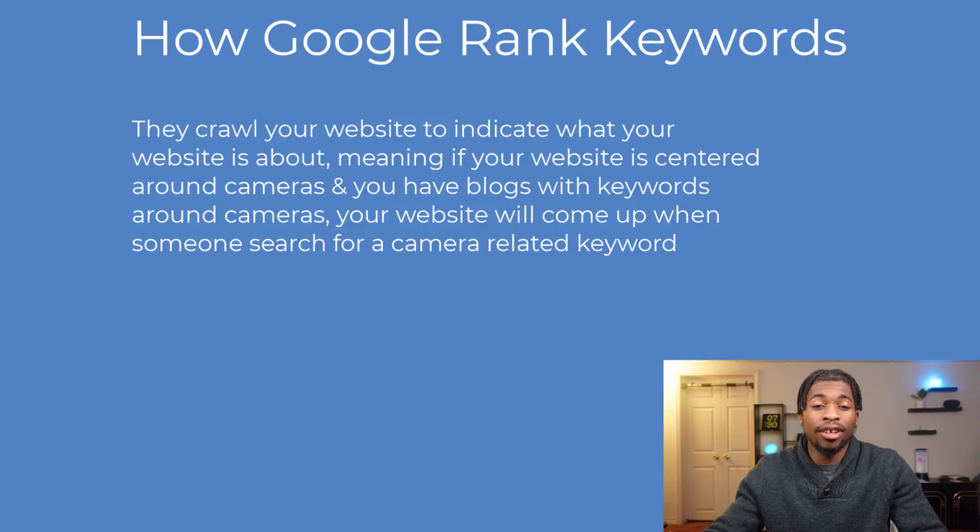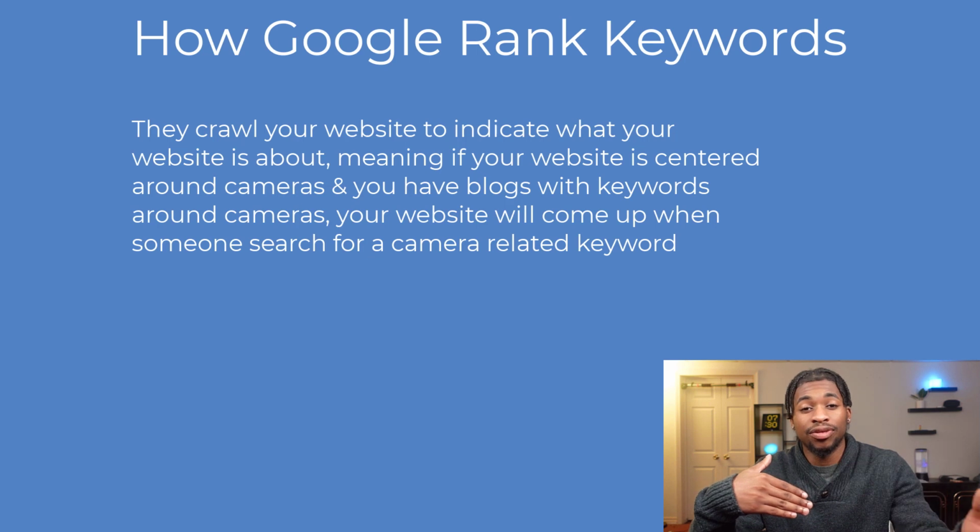The reason they are so important is because Google uses keywords to rank websites on Google. So if your website is all about cameras and your keywords are targeted around cameras, they know when somebody searches for cameras in Google to show your website. This is how websites get ranked on Google. Let's get straight into a couple of keyword research tools that you want to use to find the best keywords.